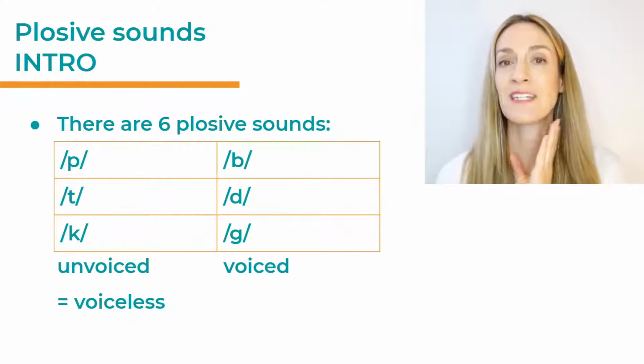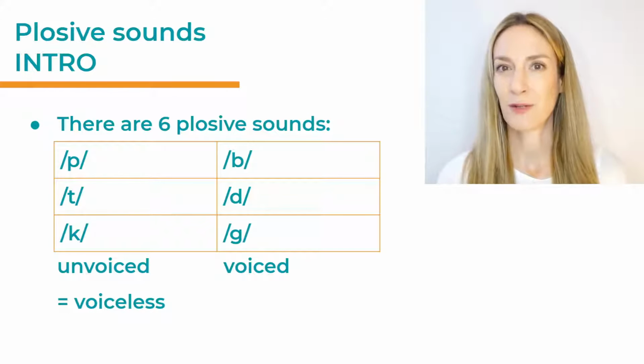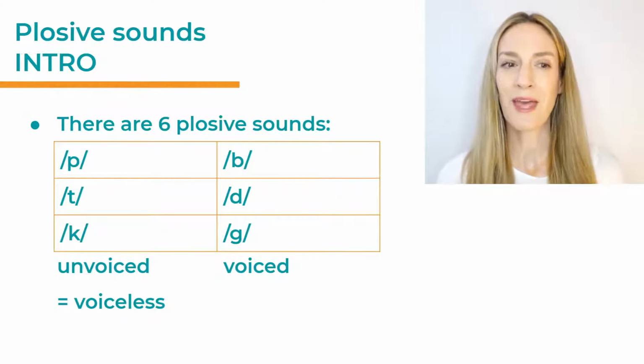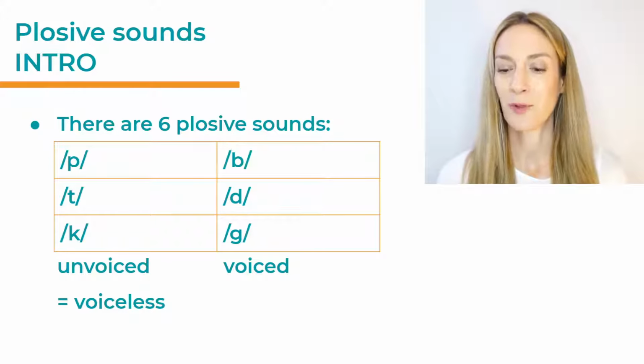So when you put your hand here on your throat, b, d, g, you can feel clear vibration from your vocal cords in your throat. But they go in pairs, so p and b form a pair because of the way they're formed. And we will talk about this more in a moment.